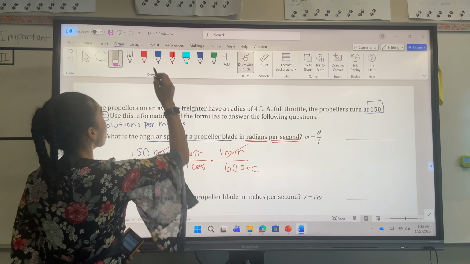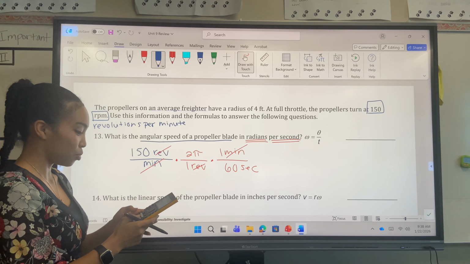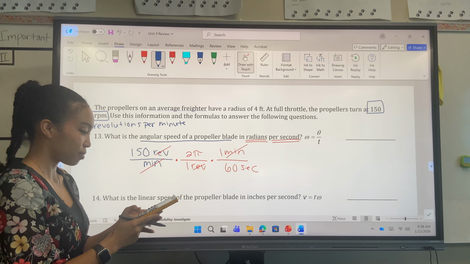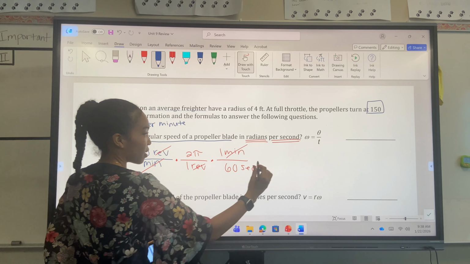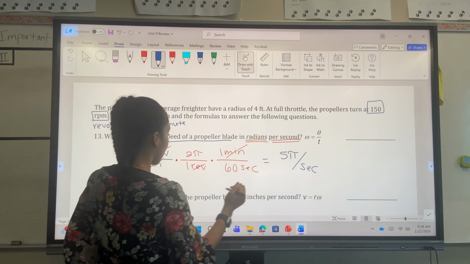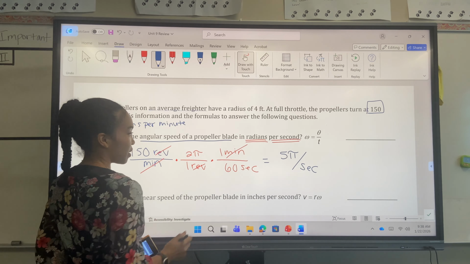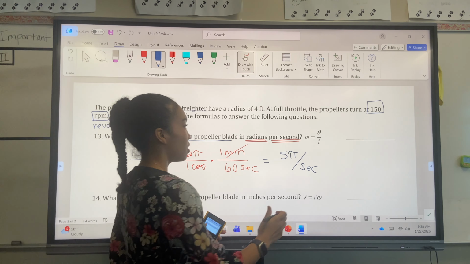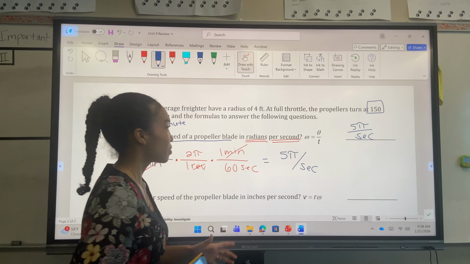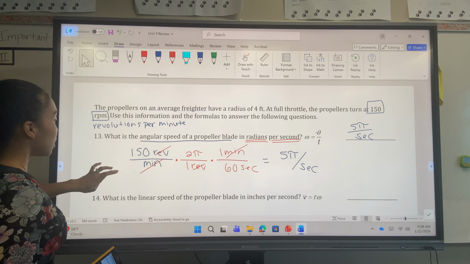150 times 2 divided by 60 is 5. And don't forget the pi. So this is equal to 5 pi over seconds. That's all you have in the denominator is seconds, and you have pi in the numerator, so I just put that there. I kept it in terms of pi. So this is your answer, 5 pi over seconds. That's your angle over time. That's angular speed. Okay, next part.